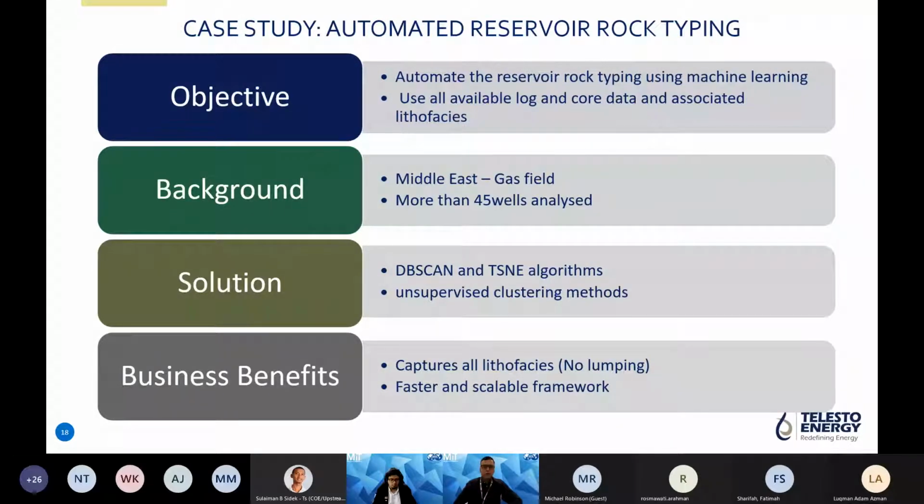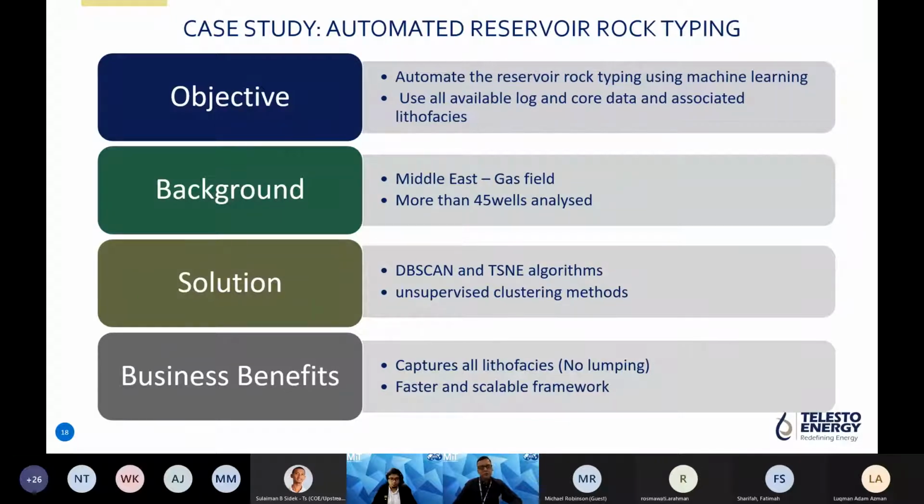This case study has been performed in a gas field in the Middle East. We have used more than 45 wells. This field has excellent logs and also cores, and that was one of the reasons why we implemented it here, and we could see the results were quite good. Here we have used two algorithms, density-based scanning and t-SNE, as unsupervised clustering methods.